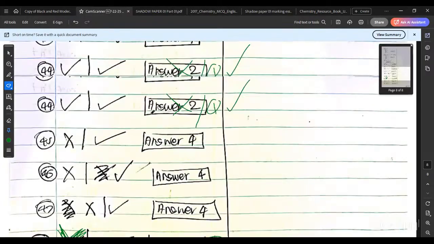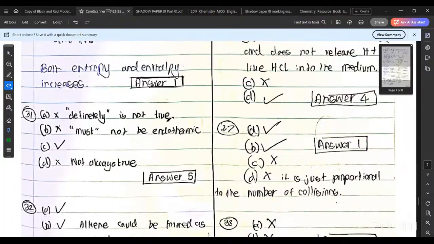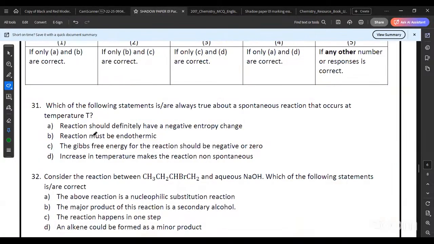31st one. Which of the following statements is always true about a spontaneous reaction that occurs at temperature T? Reaction should definitely have a negative entropy. Sometimes it could have a positive entropy also. Reaction must be endothermic. Free energy of the reaction should be negative or zero. For it to be spontaneous, it should be negative or zero.